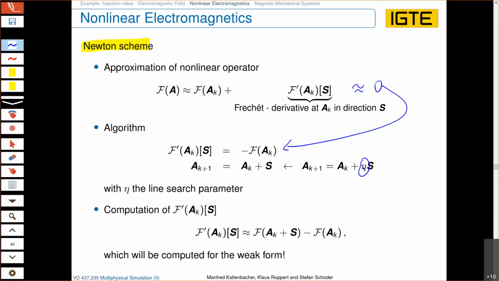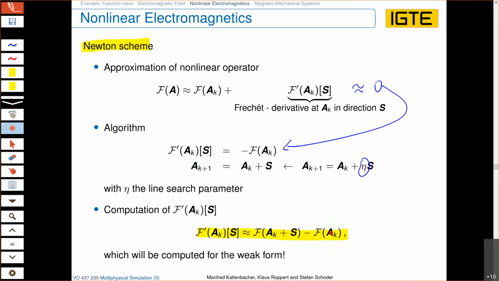Okay, so the good news for us is that this Frechet derivative in the direction of S can be computed by this simple approximation, and it is again an approximation we have up to second order. So we just evaluate, as shown here, our nonlinear operator at AK plus S minus evaluating the nonlinear operator at AK.